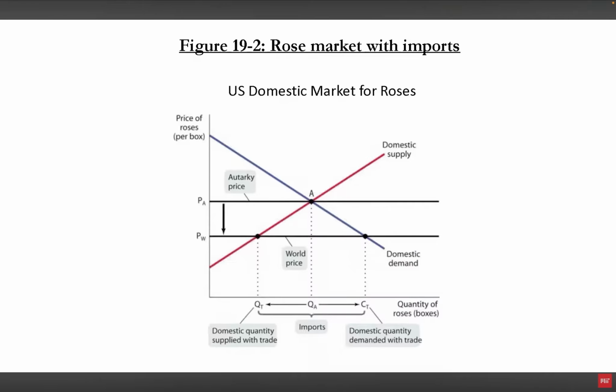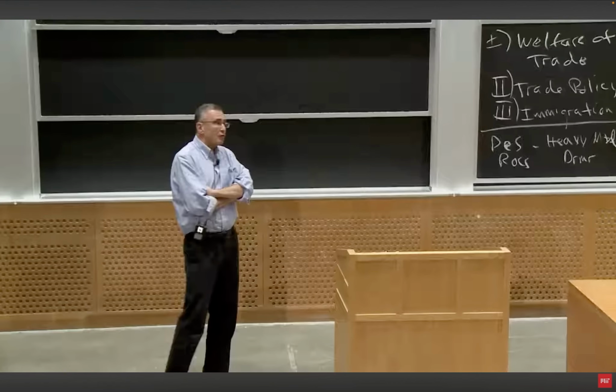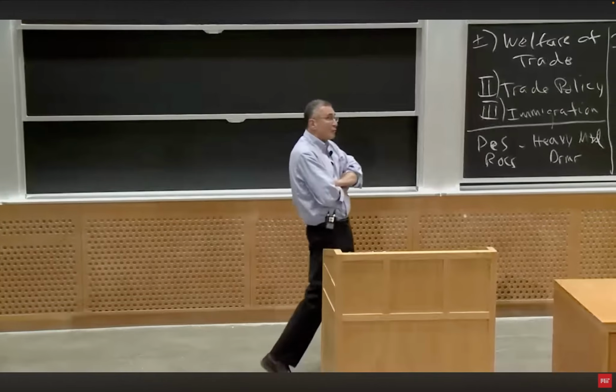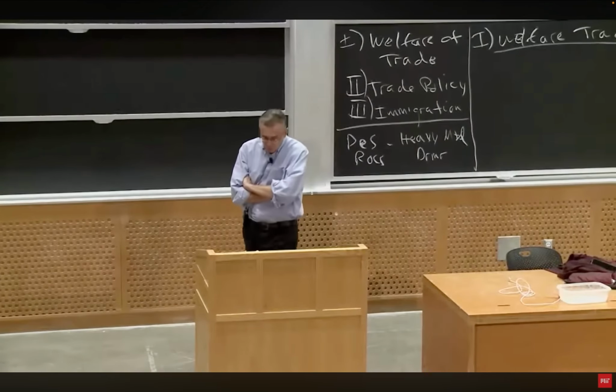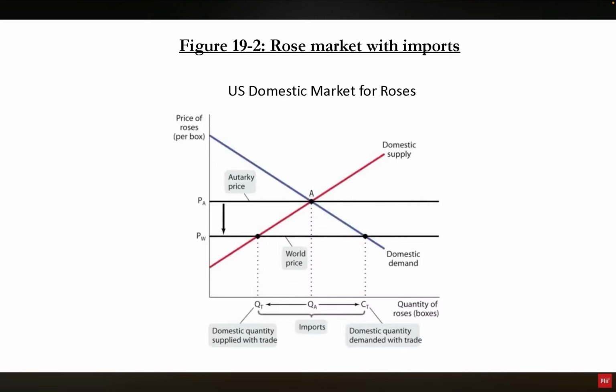That should be a Q sub T. So the US consumers now want, change that from C sub T to Q sub T. The US consumers now want Q sub T roses, okay? But at that new low price, domestic producers don't want to supply Q sub T. Remember, domestic producers have to respect their supply curve. They only want to produce where price equals marginal cost. So they're going to produce Q sub T.